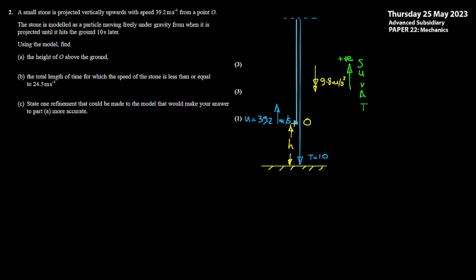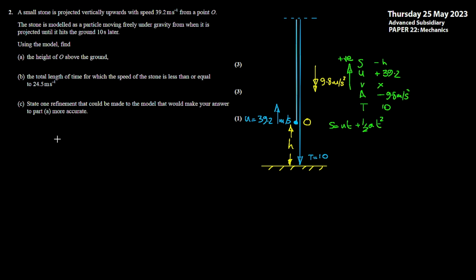Having chosen that as positive, this is a positive quantity, this is a negative quantity, and the displacement we need after 10 seconds, the h here, is in fact negative. So this is equal to negative h. The u is positive, 39.2. The v we don't care. The acceleration is negative 9.8 meters per second squared, and the time is 10. So I need an equation which equates all this lot. And the equation is S is equal to ut plus a half at squared.